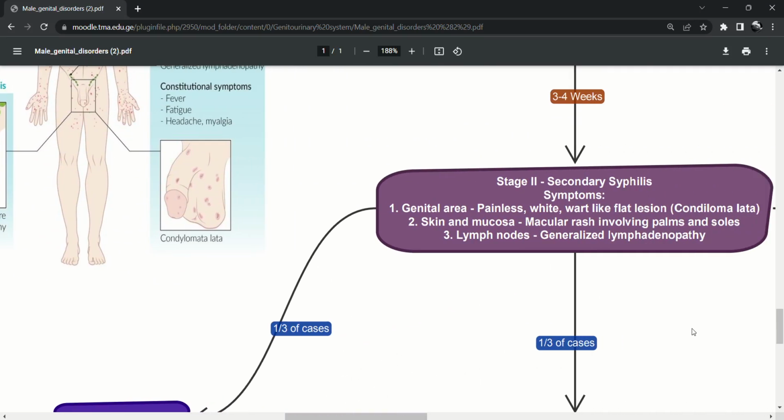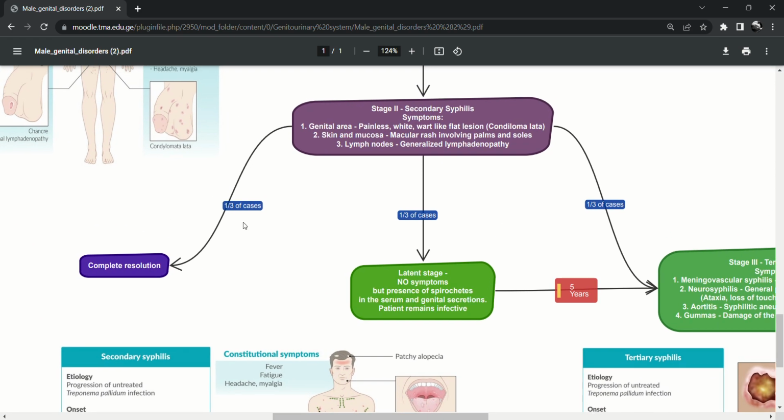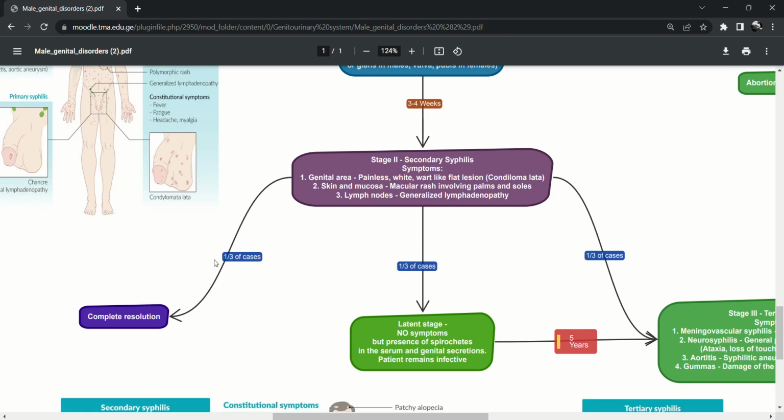Okay, so after stage 2 secondary syphilis, there are three types of progression. Either it's complete resolution. I think there still has to be some treatment. As you know, syphilis is treated easily with benzathine penicillin, so it's not a resistant bacteria. So if we treat someone with stage 2 syphilis, it can progress to complete resolution. It can also lead to complete resolution without treatment in 1/3 of cases.